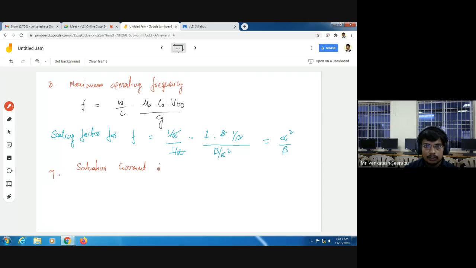Next one is the saturation current. Scaling factor for saturation current IDSS. I will give the formula for IDSS. All of you find the scaling factor for IDSS. IDSS has the formula C naught mu by 2 into W by L into VGS minus VT whole square. Now all of you find the scaling factor for IDSS.